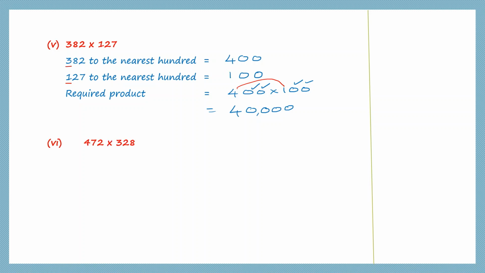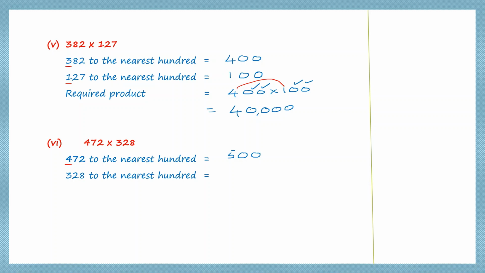Question 6. 472 into 328. 472 to the nearest hundred. In the hundreds place we have 4. The digit to its right is more than 5. So 4 will change to the next number which is 5. Followed by 2 zeros. 500.